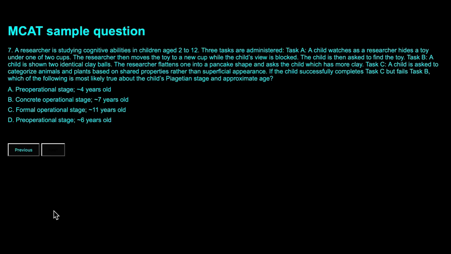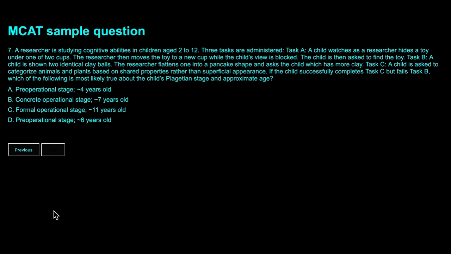Task B. A child is shown two identical clay balls. The researcher flattens one into a pancake shape and asks the child which has more clay. Task C. A child is asked to categorize animals and plants based on shared properties rather than superficial appearance. If the child successfully completes task C but fails task B, which of the following is most likely true about the child's Piaget stage and approximate age?